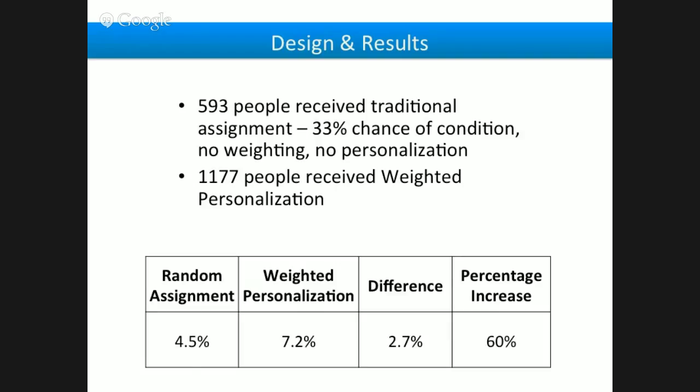So what we find here is that with random assignment, on average, response rate is 4.5%. It went up to 7.2% for my users with weighted personalization. And so that actually is a pretty significant increase. It's not as good as if I just put everyone in the right condition. But it's much better than if I just did straight out experimentation.